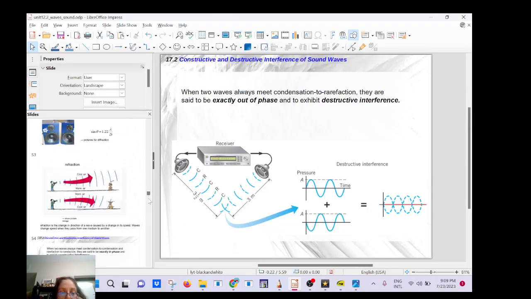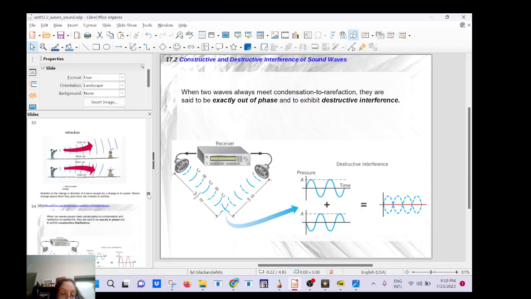So that means that if they are crest to crest, it's going to be constructive. Crest to trough, it's going to be destructive. So if the difference between the distances from the listener to each speaker is exactly half of a wavelength, or 3 halves of the wavelength, or 5 halves of the wavelength, then it's going to be destructive. If it's 1 wavelength, 2 wavelengths, 3 wavelengths, it's going to be constructive.